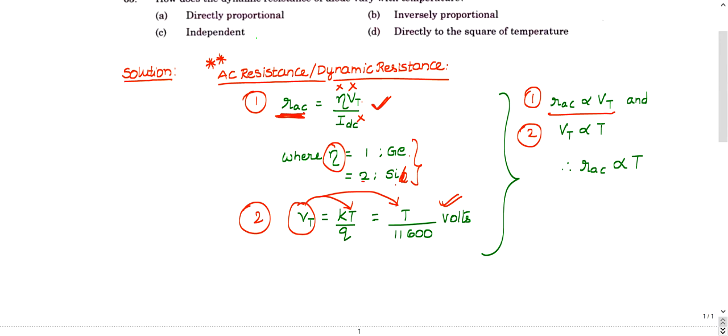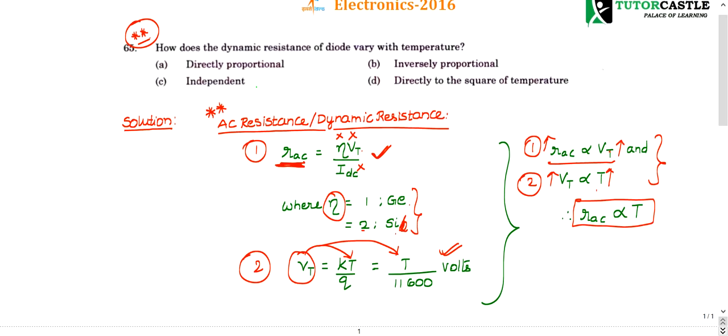So from 1 and 2, what can you conclude? How can you relate resistance with temperature? RAC is proportional to Vt. Vt is proportional to T. If temperature increases, Vt increases. If Vt increases, RAC increases. So from 1 and 2, we conclude RAC is directly proportional to T. In this way, you can say that dynamic resistance of the diode is directly proportional to the temperature. So option A is the right choice.